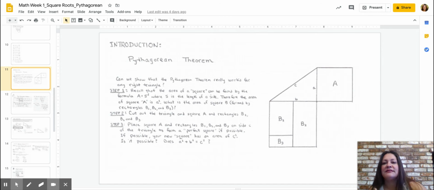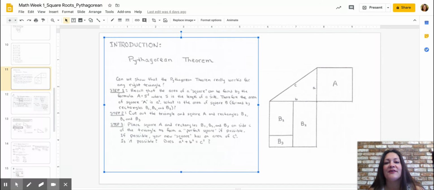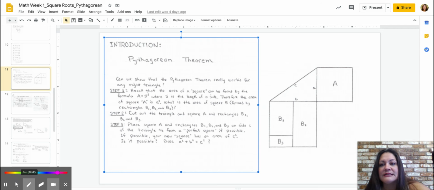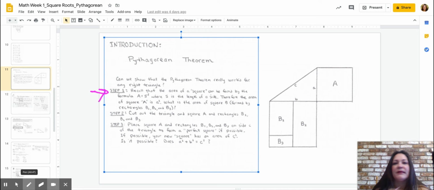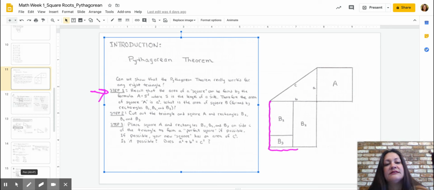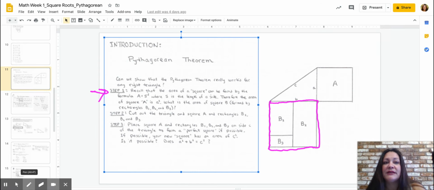So Pythagorean Theorem, can we show that the Pythagorean Theorem really works for any right triangle? A right triangle has 90 degrees in the corner, okay? So step 1, recall that the area of a square can be found by the formula A equals S squared, where S is the side. Okay, so then what is the area of square B? And square B is over here. It has B1, B2, and B3 all put together.